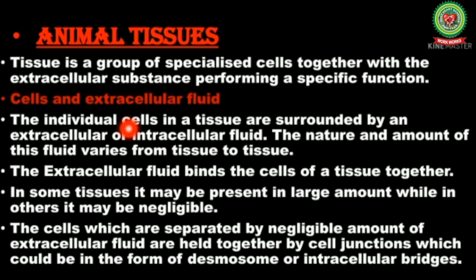From here, we can conclude that tissue is a group of specialized cells together with the extracellular substance performing a specific function. The individual cells in a tissue are surrounded by an extracellular or intracellular fluid. The nature and amount of this fluid varies from tissue to tissue. The extracellular fluid binds the cells of a tissue together. In some tissues, it may be present in large amount, while in others, it may be negligible. The cells which are separated by a negligible amount of extracellular fluid are held together by cell junctions, which could be in the form of desmosomes or intracellular bridges.